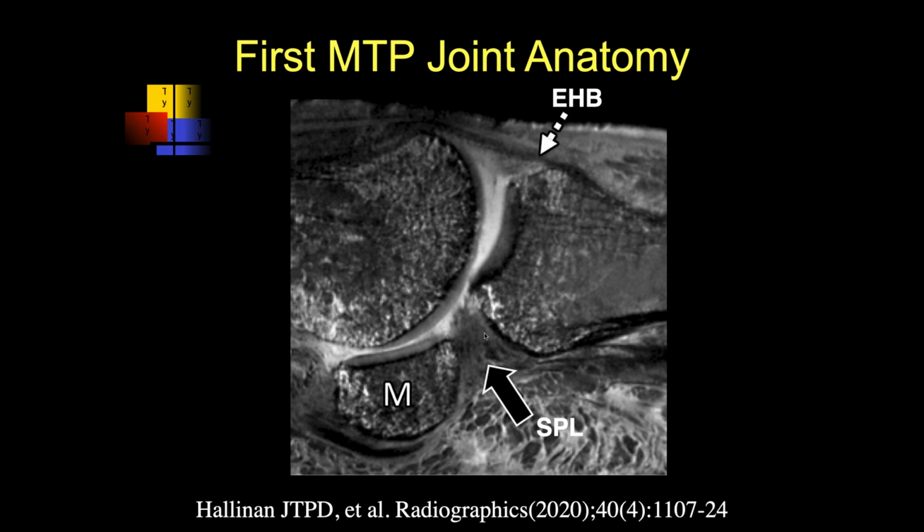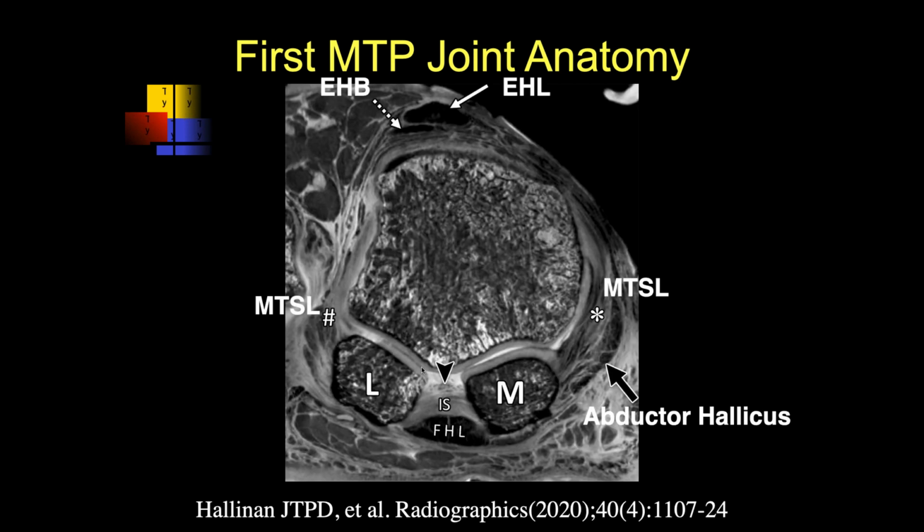And then here's the ligament between the sesamoids and the proximal phalanx in that area. And again, the intersesamoidal ligament, flexor hallucis longus, lateral and medial sesamoid bones, and then these are the metatarsal sesamoid ligaments on either side, extensor hallucis longus, extensor hallucis brevis.